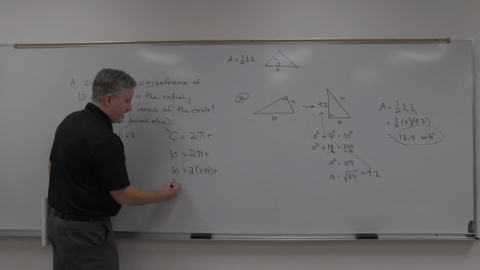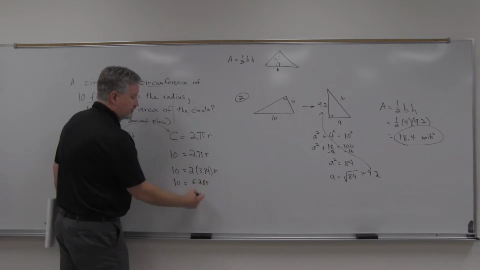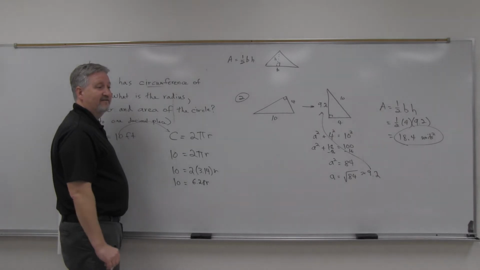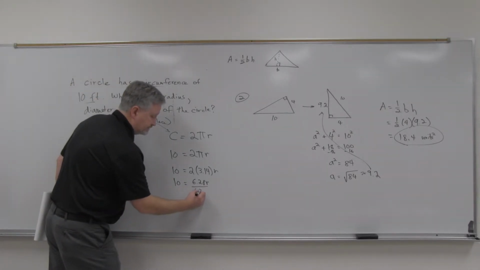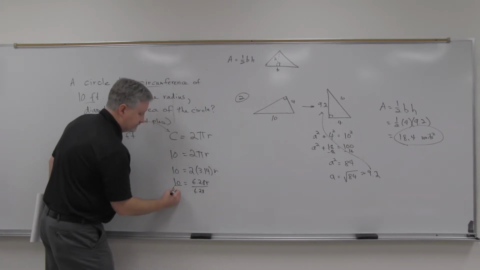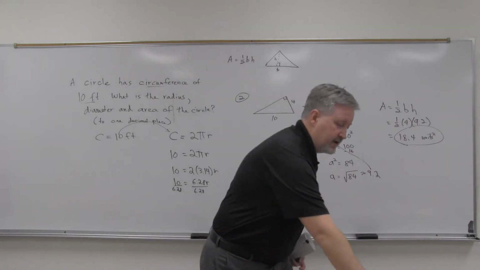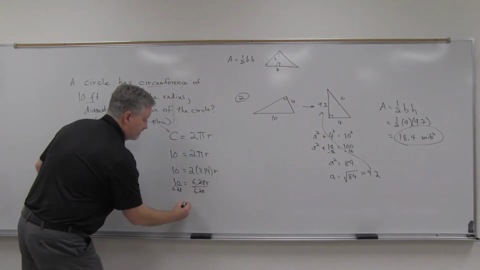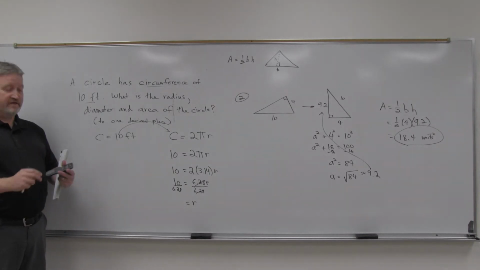So you see here I have 10 equals, and that would be the 2 times the 3.14 would be 6.28 r. So what would I do to get r? Just divide off the 6.28, right? Is everybody with me there? Just take 10 and divide that by 6.28, because then that will give me my r, my radius, and then once I have my radius, then I can figure out all these other ones.